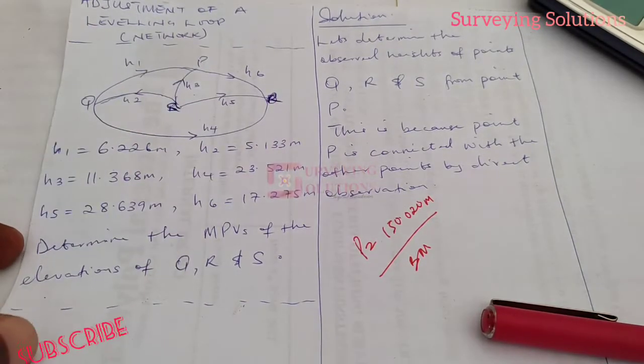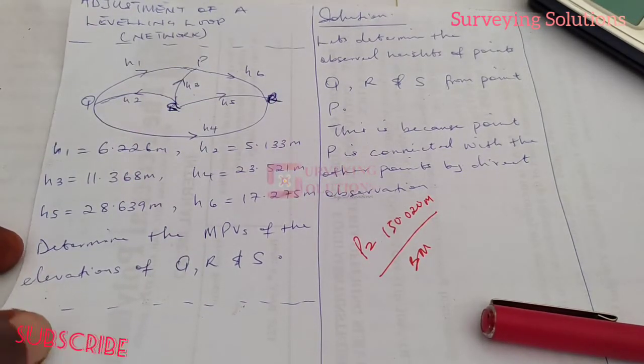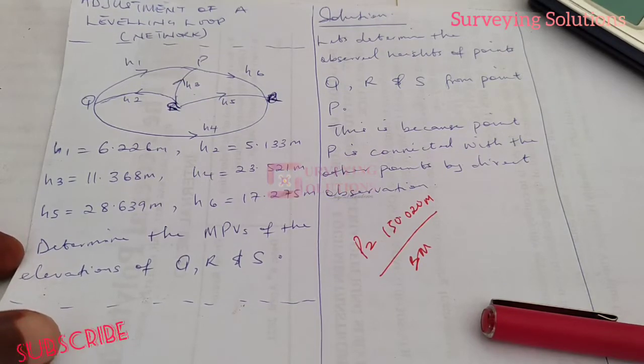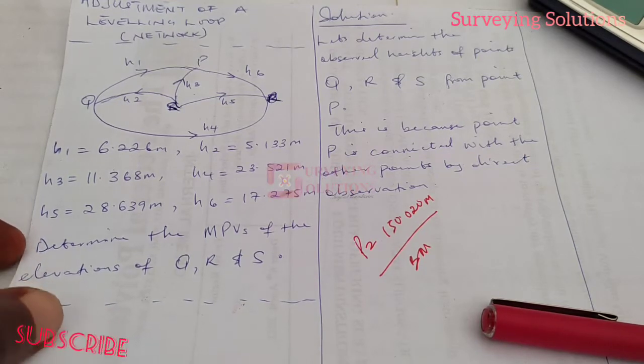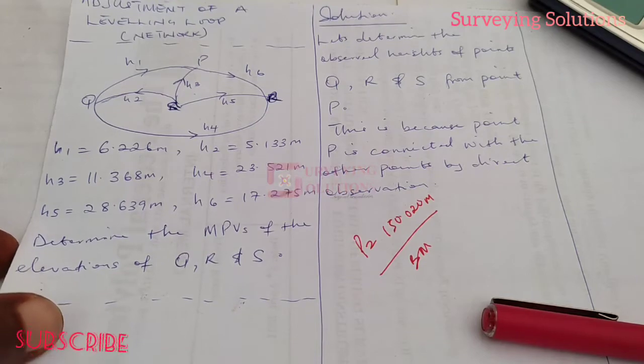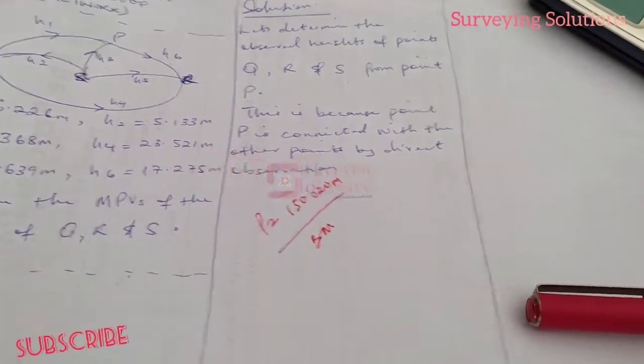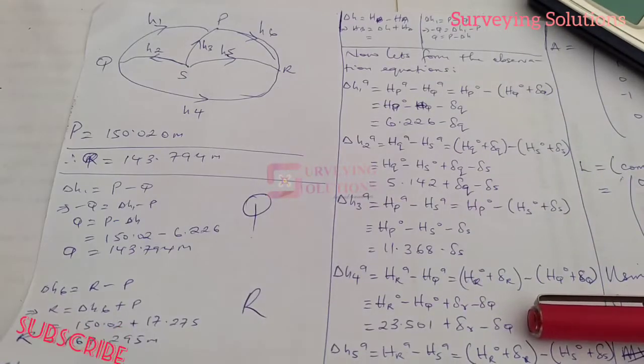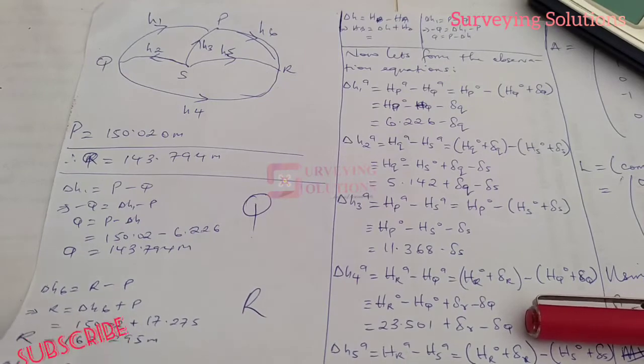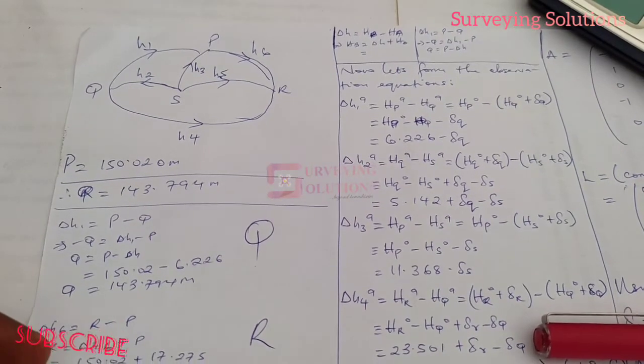That's why we say we are going to determine the observed heights of points Q, R and S from point P. This is because P is connected with the other points by direct observation. By direct what? By direct observation. So now let's proceed. Good, so this is where we now proceed.